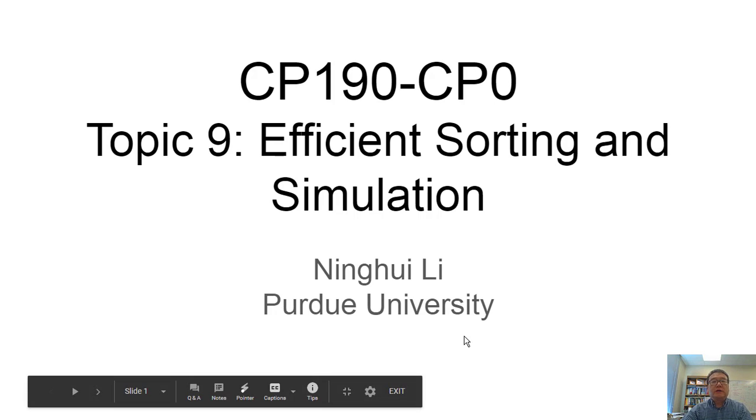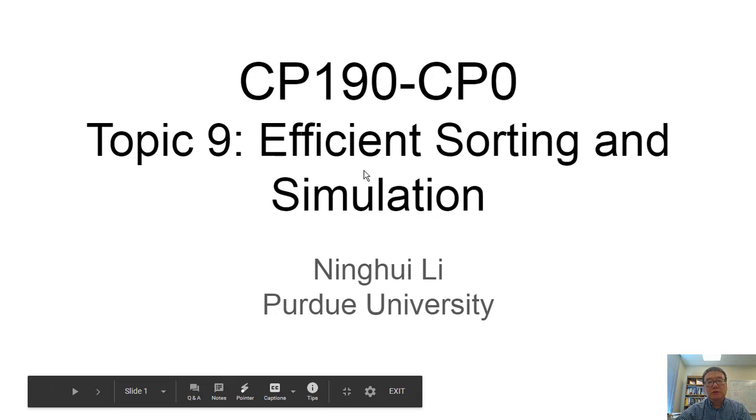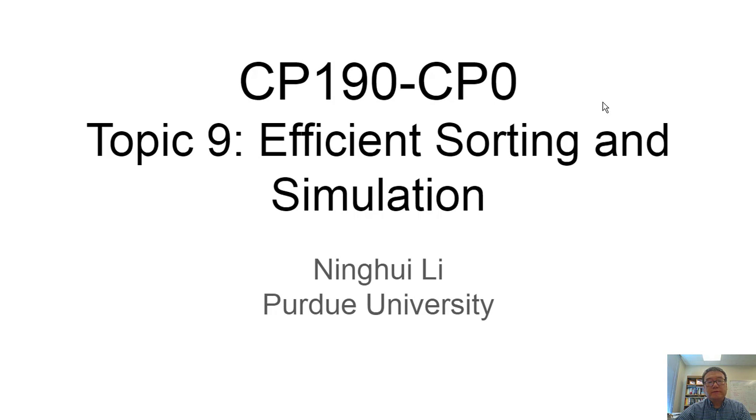Welcome to topic 9 of CP0. So this is the second to last topic in this course. In this topic, we want to talk about two things. First, we want to cover two efficient sorting algorithms, quicksort and merge sort. And then we want to talk about how to do simulation problems, which often involve sorting events.